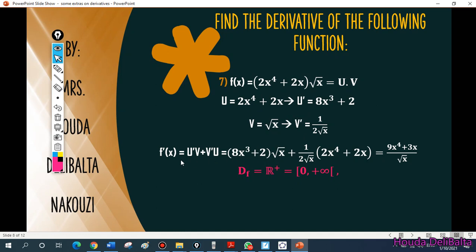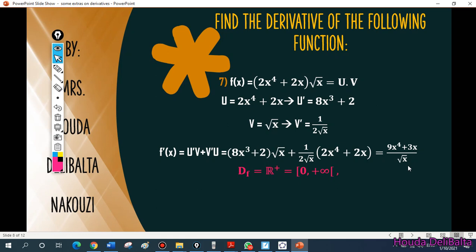Thus we get that f prime of x is equal to 8x cubed plus 2 into radical x, plus 1 over 2 radical x, which is v prime, into u, which is 2x to the power 4 plus 2x. Now making some calculations by taking the same denominator, multiplying by 2 radical x and then expanding, we get this result. And that's equal to 9x to the power 4 plus 3x in the numerator and radical x in the denominator.